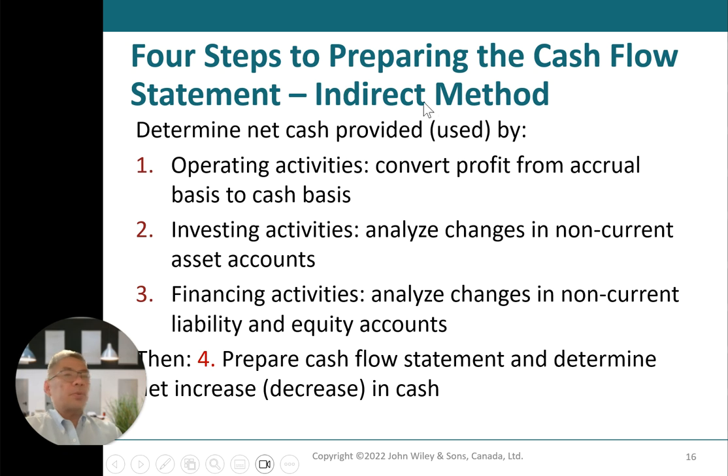There are 4 steps of preparing the cash flow statement using the indirect method. The first one is to determine the net cash provided by or used in operating activities, converting profit from accrual basis to cash basis. Then 2, investing activities, analyze the changes in non-current asset accounts. And number 3, financing activities, analyze the changes in the non-current liabilities and equity accounts. Then prepare the cash flow statement to represent an increase or decrease in cash.